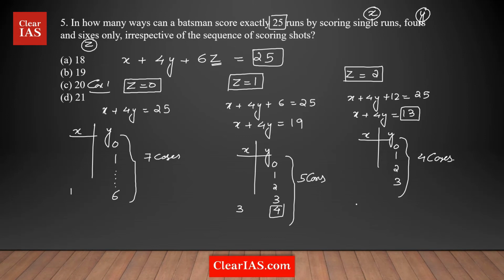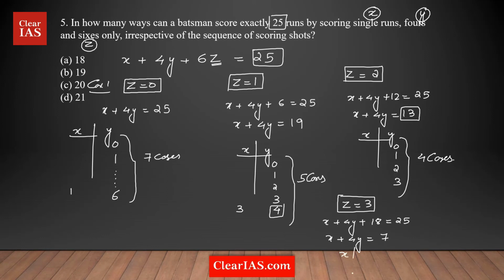What about the next scenario? Next case is gonna be when Z is equal to 3. Number of 6s he hit is gonna be 3 sixes total. In total, there are 3 sixes he scored. So I'm forming the equation. So X plus 4Y plus 6 times 3, that is 18, is equal to 25. Again, it's gonna be X plus 4Y is equal to 7.